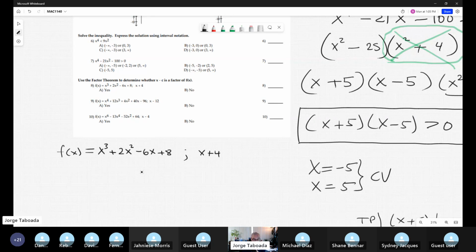I am a fan of synthetic division. If you select synthetic division, you put the format for synthetic division and the coefficients: 1, 2, negative 6, and positive 8. And you put here negative 4. Be careful. This 4 comes from this 4, but the factor is x plus 4. However, the zero idea is x equals -4. Make sense? Keep in mind that in our synthetic division it is -4, so you change the sign.